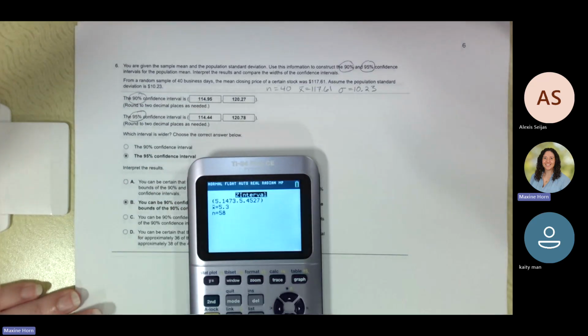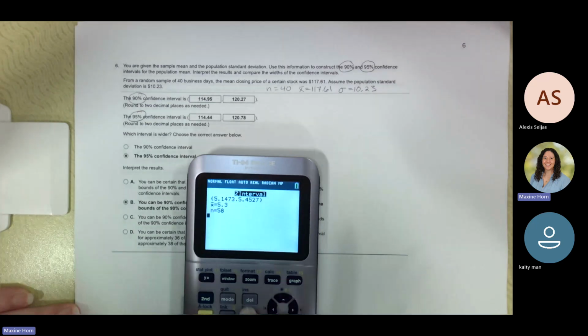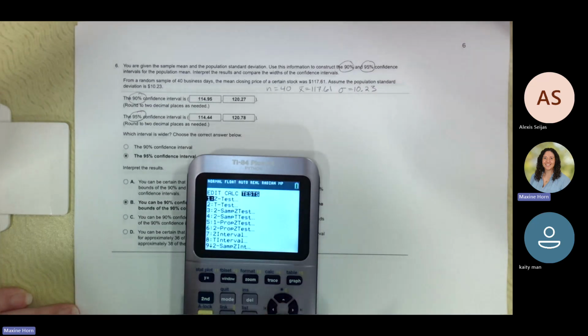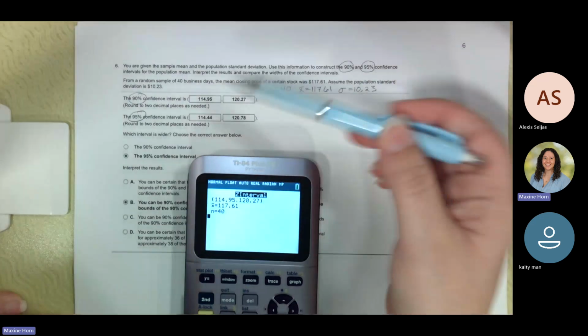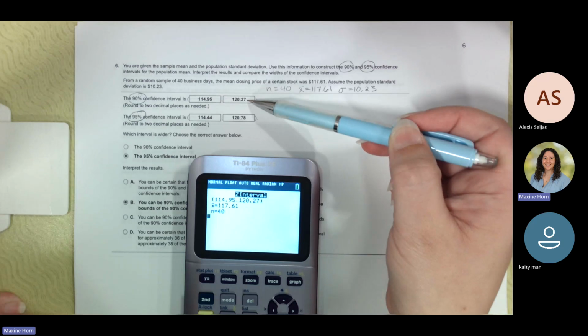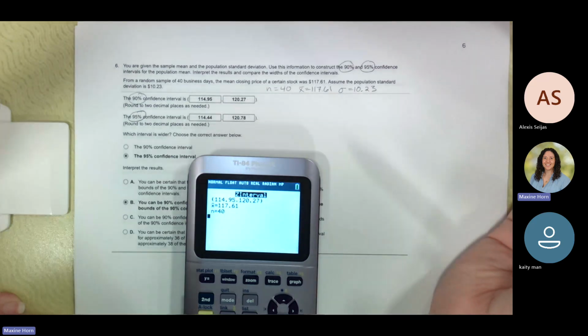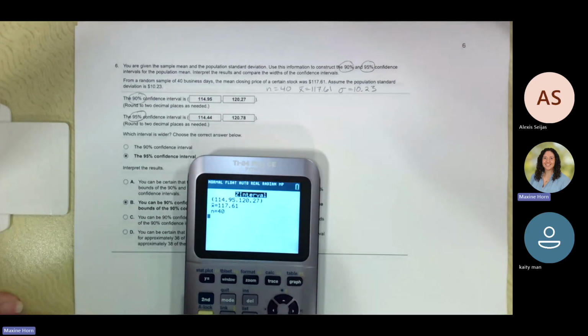So again, we're just going to do this in the calculator, right? We're going to go stat, tests, number 7, Z interval. We have 10.23, 117.61, 40, and for this first one, we're going to do a 90% confidence interval. Okay, so we get 114.95, 120.27. Now we're going to do the same thing, but a 95% confidence interval.